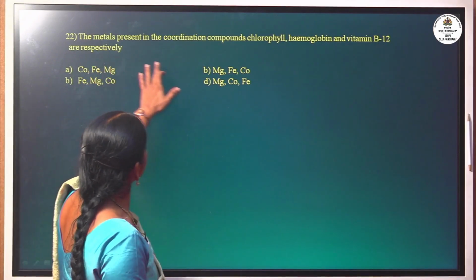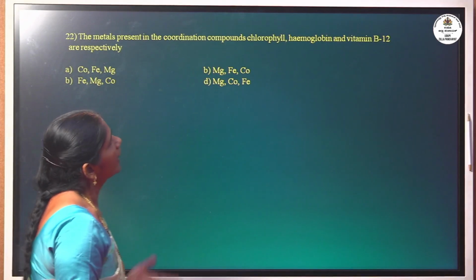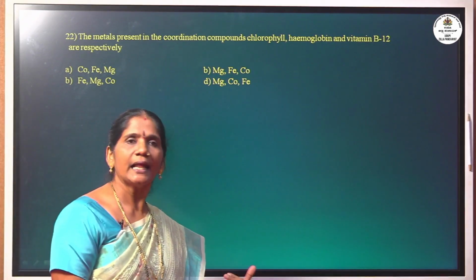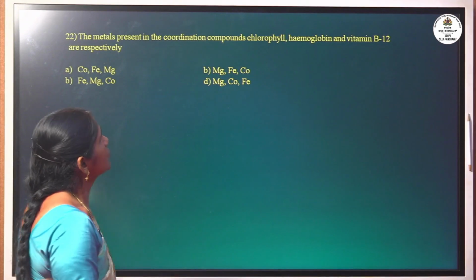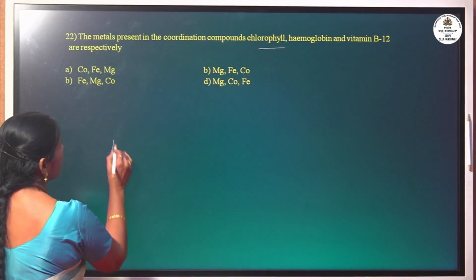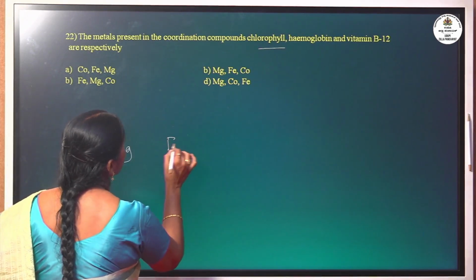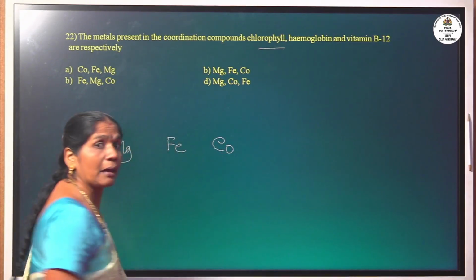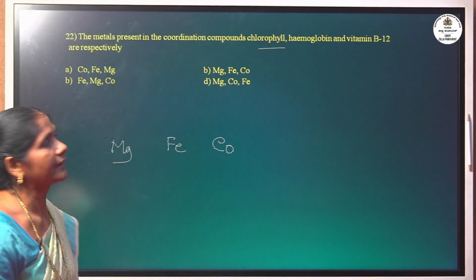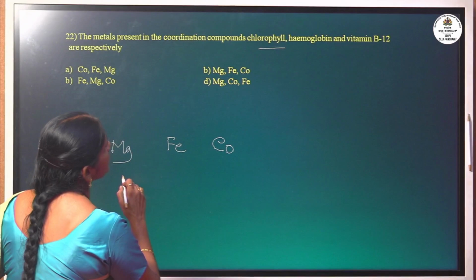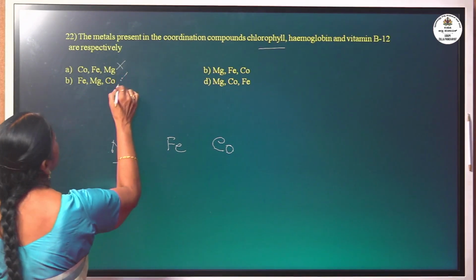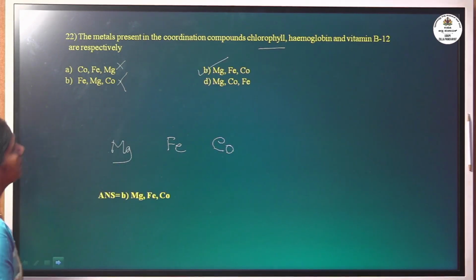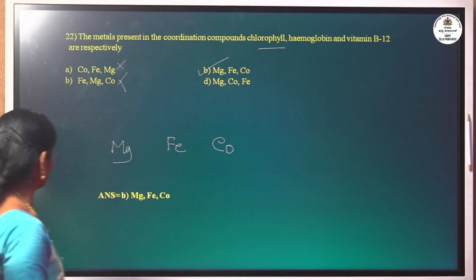Okay. The metals present in the coordination compounds chlorophyll, hemoglobin and vitamin B12. All these 3 which are very much in acquaintance in our daily life are coordination compounds. So chlorophyll has magnesium metal in it. Hemoglobin of course is a complex of iron, and vitamin B12 contains cobalamin. We say it's cobalamin which contains cobalt as the metal. So the correct order is magnesium, iron and cobalt. So these 2 can't be the answers. Magnesium, iron and cobalt. So the correct answer will be B, magnesium, iron and cobalt.